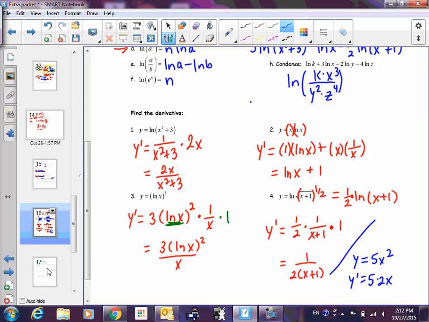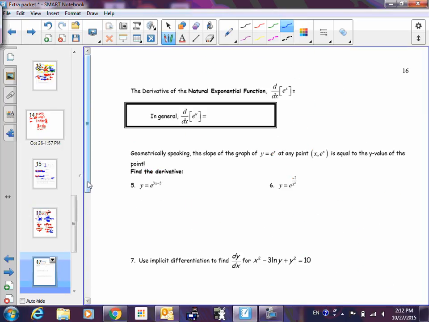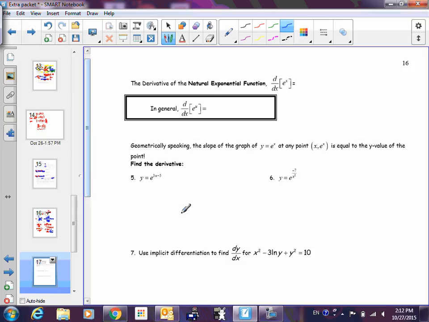Okay, so that's natural log derivatives. Turn the page over, and let's talk about exponential derivatives. This is the easier of the 2. Why? E is for easy.